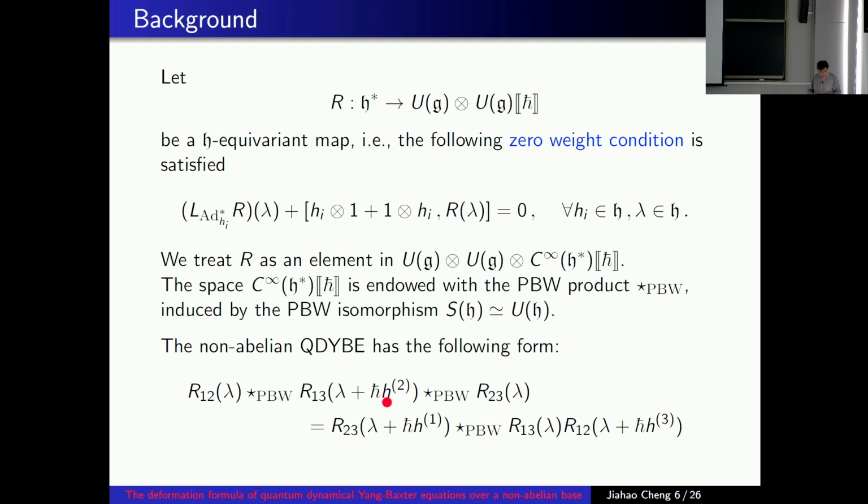Now we have an element R here, and then we can write the non-abelian quantum dynamical Yang-Baxter equation in the following way. Here R is some kind of function of lambda. R has some component belonging to this factor, but this factor is endowed with the PBW product, which is a non-commutative product. So in this equation, everywhere you need to take the function multiplication, you take the PBW product. This is a complicated equation. When H is just an abelian Lie algebra, it goes back to the abelian quantum dynamical Yang-Baxter equation.